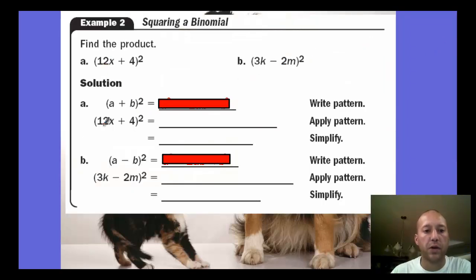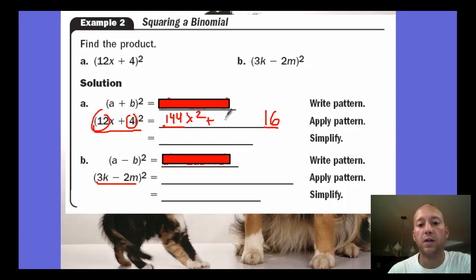We can apply that property here, these as well, the shortcuts. So I know that this is going to be 144x squared, and at the end I know I'm going to have 16. I tend to start with the first term and the last term just by squaring each of these. The middle term here is me doubling these two multiplied together. So if I multiply them together, I get 48. If I double that, I get 96, and then I still have an x. So that's applying the pattern.